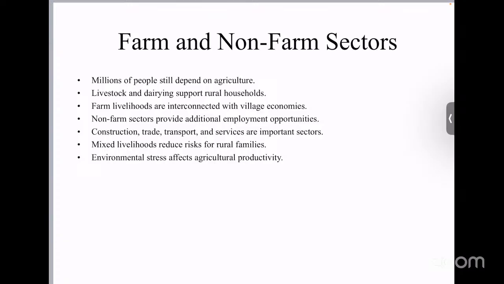So this unit also explains that livelihoods inside villages are interconnected. So if agriculture declines, many other occupations also suffer. For example, the transport workers, local traders, even blacksmiths, and agricultural laborers all depend on farming activities. So therefore, livelihood should always be understood as systems rather than isolated occupations.